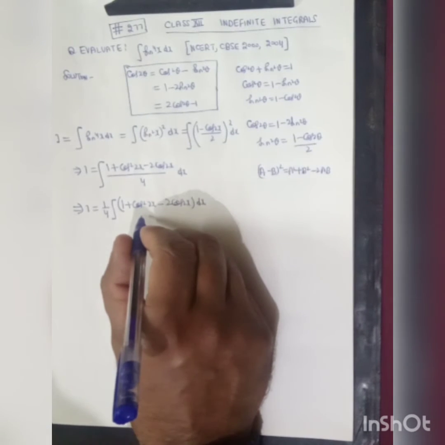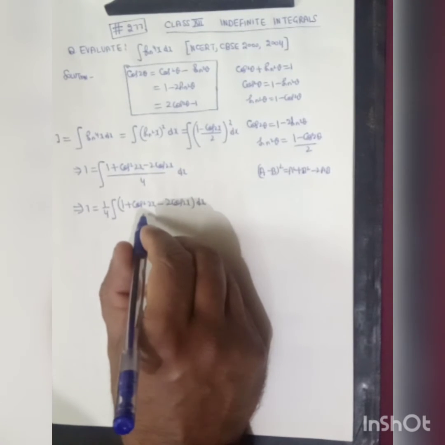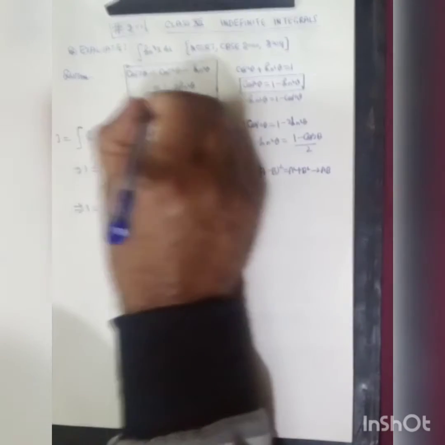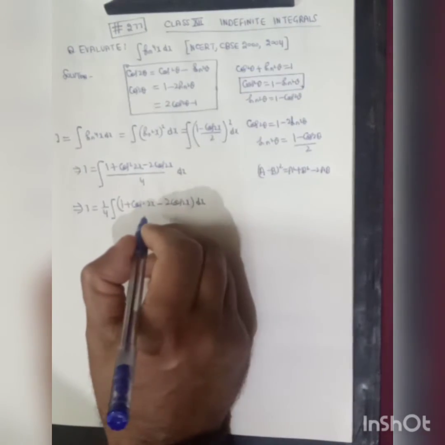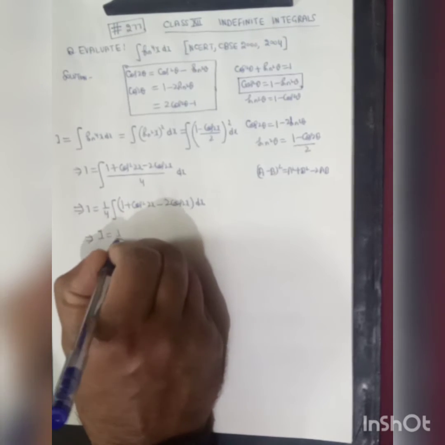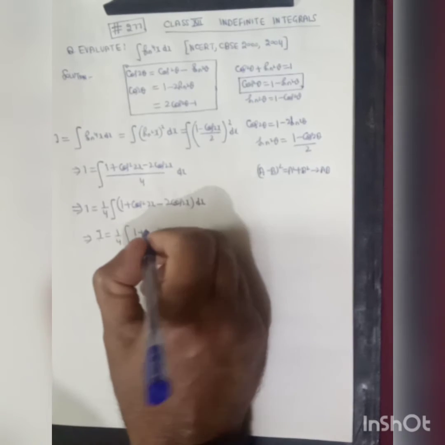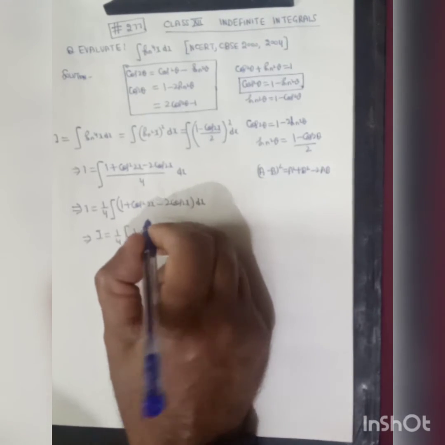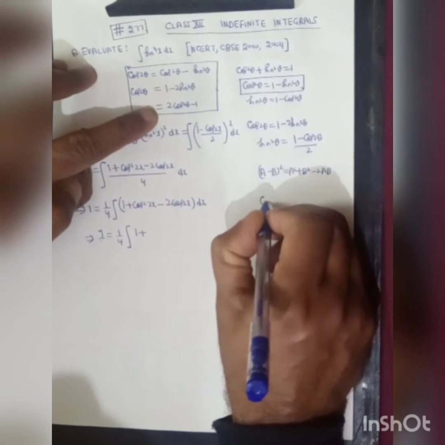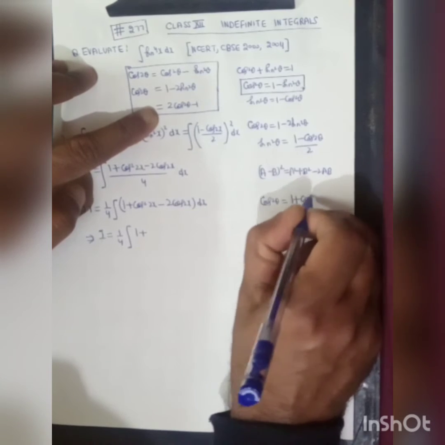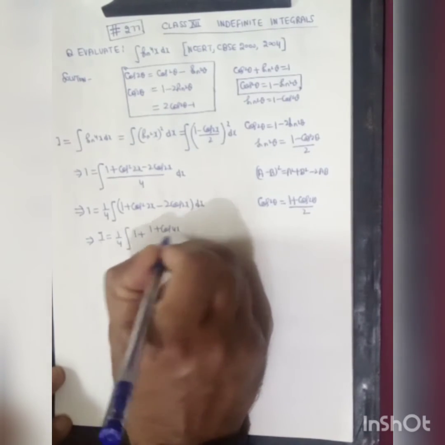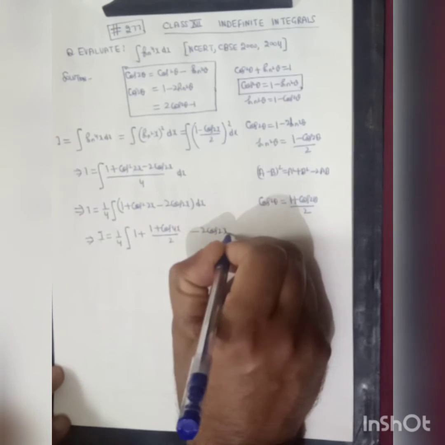Now on putting the value of cos²2x, we will use this formula here: cos²θ is equal to (1 plus cos 2θ) divided by 2, which comes from cos 2θ equal to 2 cos²θ minus 1. So cos²2x can be written as (1 plus cos 4x) divided by 2. So I is equal to 1 upon 4 integral of (1 plus (1 plus cos 4x) divided by 2 minus 2 cos 2x) dx.